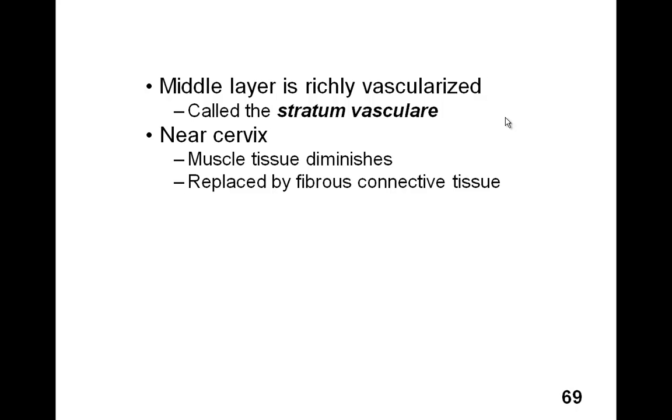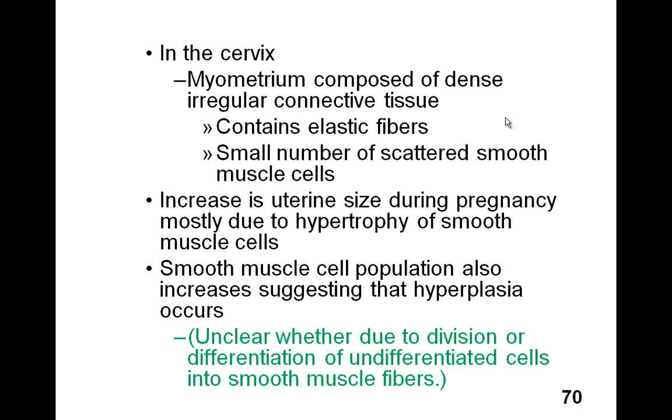Okay. Now, the endometrium of the cervix is not sloughed during the menstrual cycle. And if we look at the myometrium, the smooth muscle layer is not nearly as extensive, and eventually it's going to just be replaced by some fibroelastic connective tissue. Looking specifically in the cervix, as I just mentioned, the myometrium eventually is going to be replaced by this fibroelastic connective tissue.